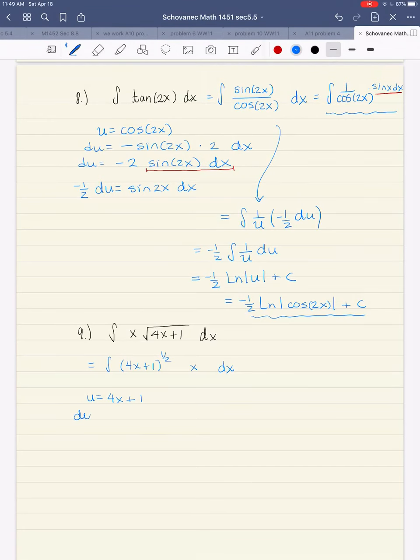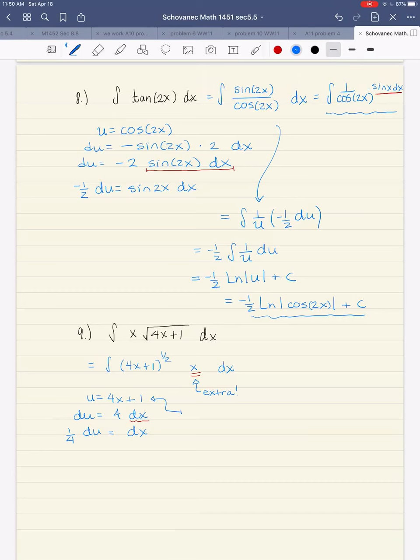Watch this. I'm going to take u to be the stuff inside the parentheses as per usual. Then I calculate the du, which is the derivative times dx. Okay, so that leaves me with an extra x. It gives me a 4. I don't want the 4. Let's solve this for dx by dividing both sides by 4. 1/4 du is dx. So I've got something to put in for the 4x plus 1. I've got something to put in for the dx.